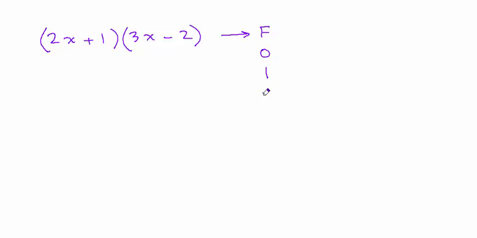A binomial, like let's say 2x plus 1, is multiplied with another binomial, let's say 3x minus 2, by applying the method of FOIL. F-O-I-L is a short form for first, outer, inner, and last. Let me explain. We multiply the first term of the first expression with the first term of the second, and we call it first. So essentially for this one, it's going to be 2x times 3x.